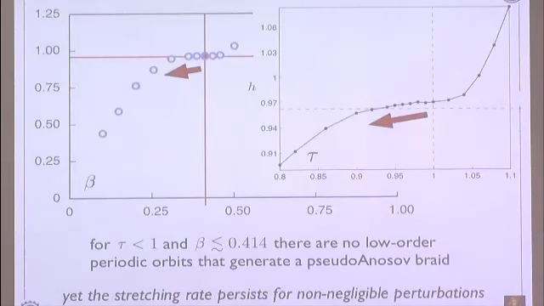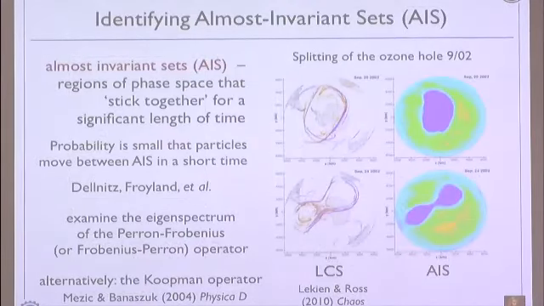but there's this shadow of the dynamics that exists. Can we somehow capture that? One way to look at this is to use a set-oriented method. This is the idea of almost invariant sets. Basically, there are regions of phase space that stick together for a significant period of time.